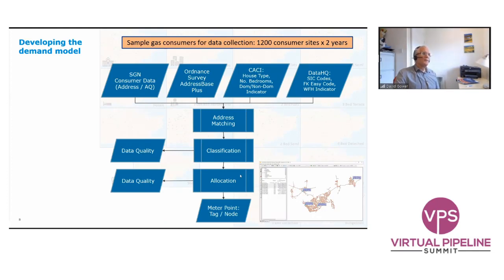Moving on, we're able then to classify that information, to address match, and to allocate those consumers, all with data quality information. So we're able to say what a consumer is and have some information about the quality of that decision. So a weight of evidence approach using the different sources of data. Similarly, for allocation, a process is used to ensure that they end up in the right place on that network, that is the network that you see illustrated there on the right-hand side.